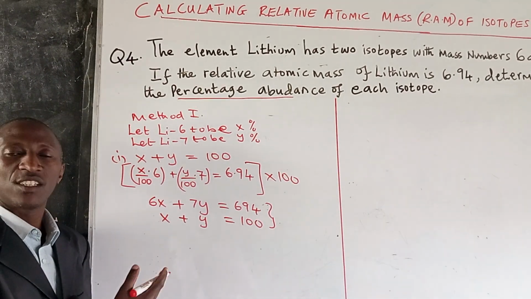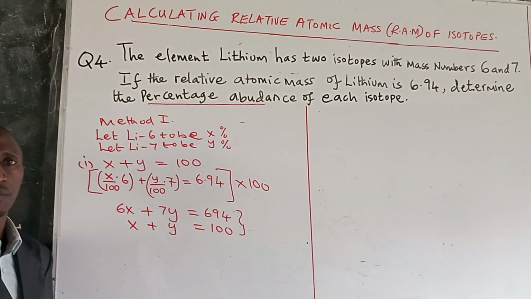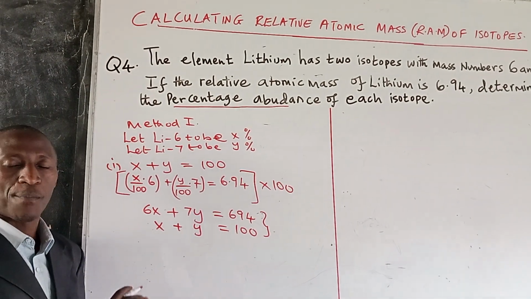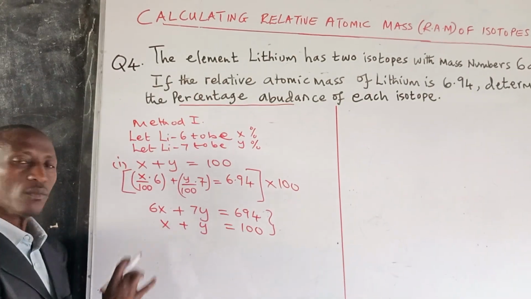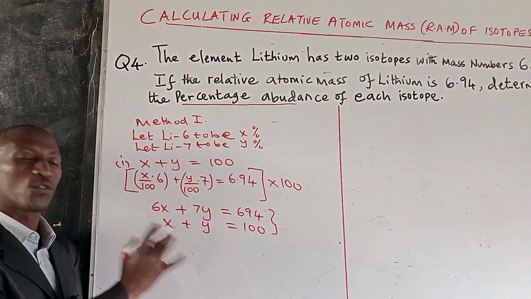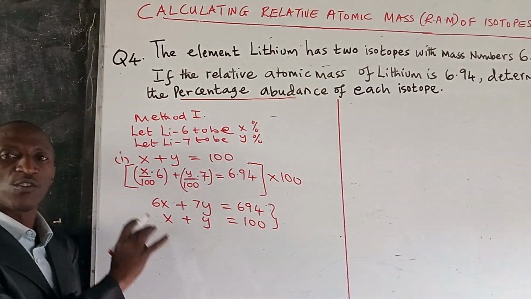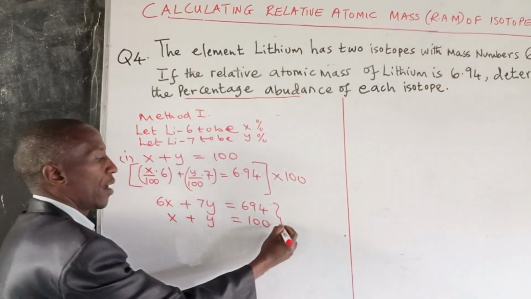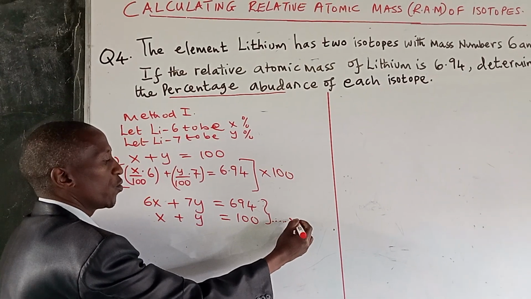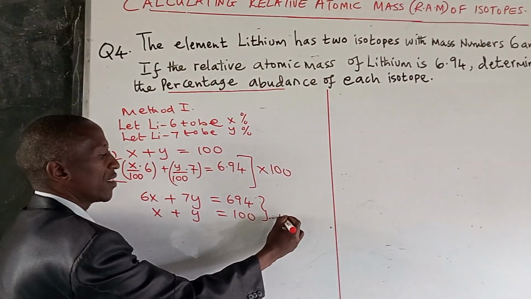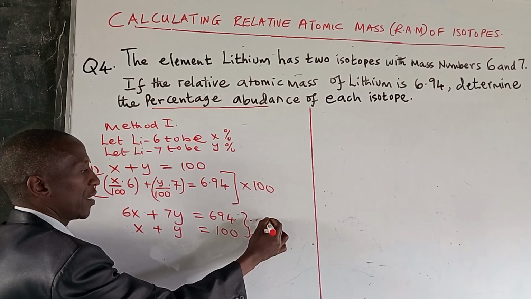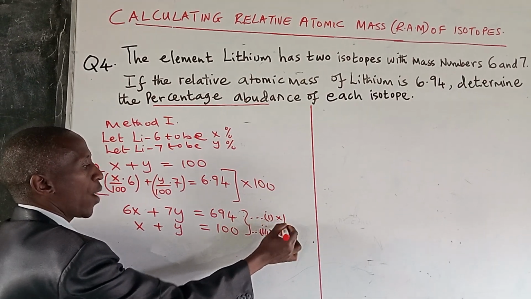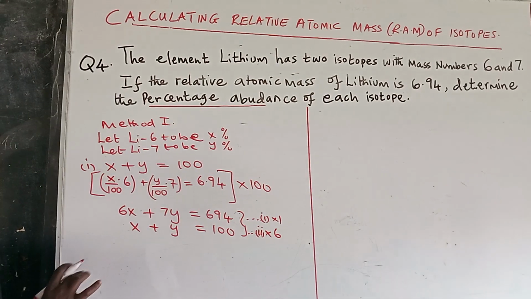Now, we may decide to use the elimination method. It is quite appropriate here. We use the elimination method whereby we pick x to be the unknown to be eliminated by multiplying equation 2 by 6, and equation 1 by 1, meaning equation 1 remains unchanged.